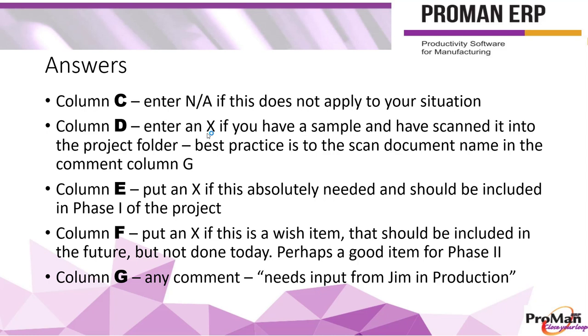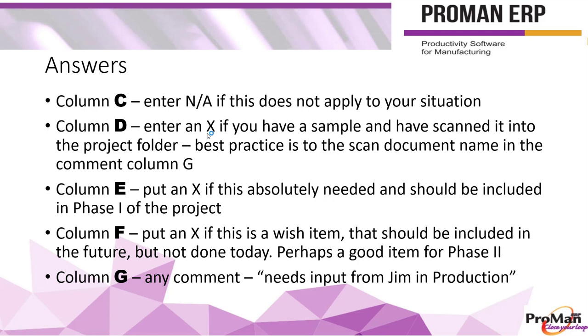Column E is we absolutely need this, and it should be included in phase 1 of our project. We do it today, or we're trying to solve that very issue. That's one of the business challenges that have pushed us into getting new software. So we definitely need to be able to do this. Column F is a wish item. This is really cool, sounds neat. We really think we should be doing it down the road, but we don't do it today. Maybe a great item for phase 2.